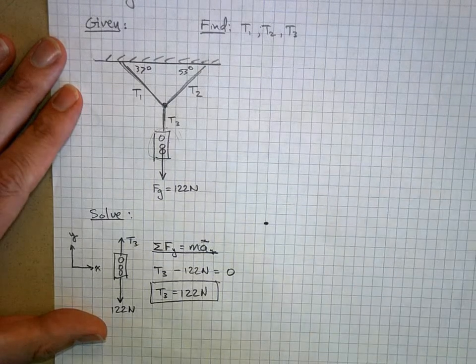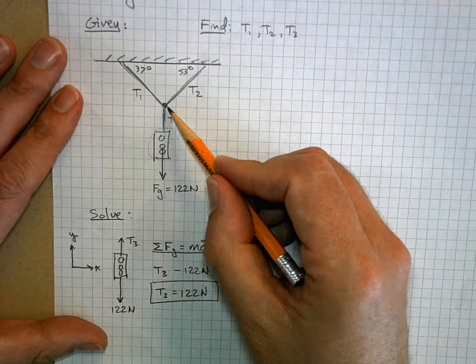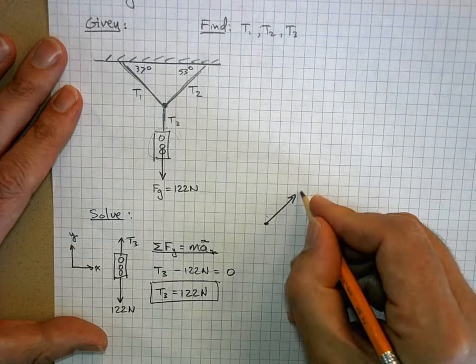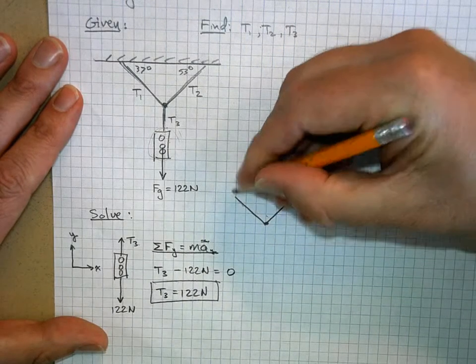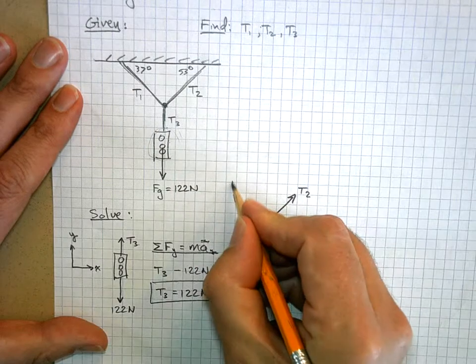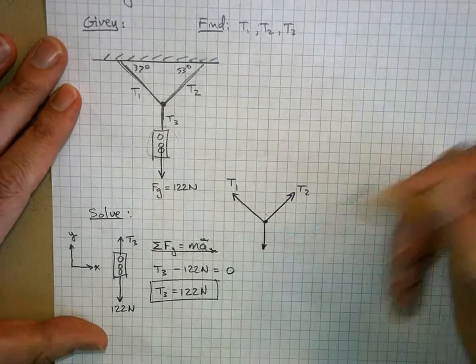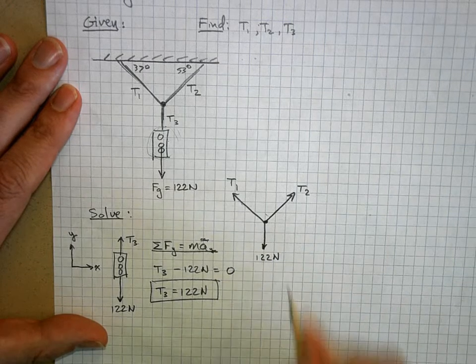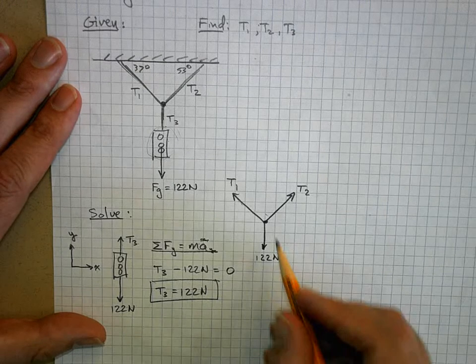here the forces are concurrent. They're all acting on that point. So here's T2, and here's T1, and here's T3. But I know what T3 is, right? It's 122 newtons.